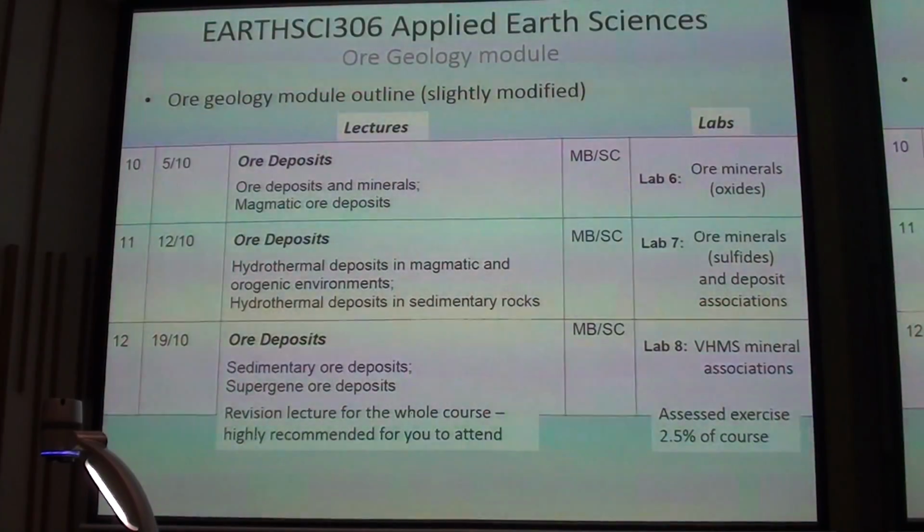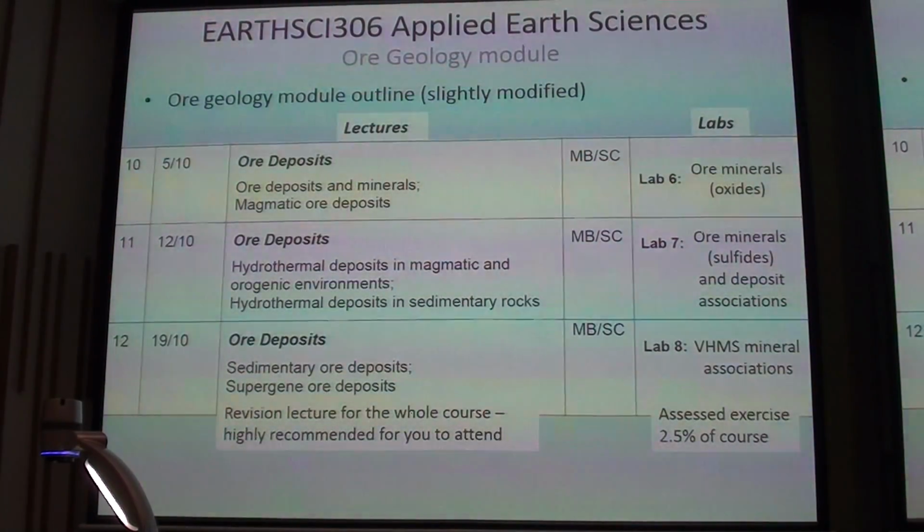And a few modifications to the outline of the course that you received at the beginning of the semester. We will have six lectures. Today is a bit of an introductory lecture, and on Wednesday we'll be looking at magmatic ore deposits, and next week hydrothermal related ore deposits, and the last week one lecture on sedimentary and supergene processes, and the last lecture a bit of a revision.